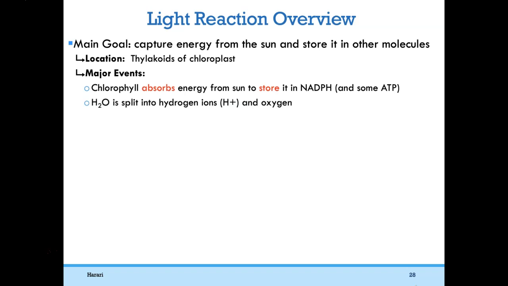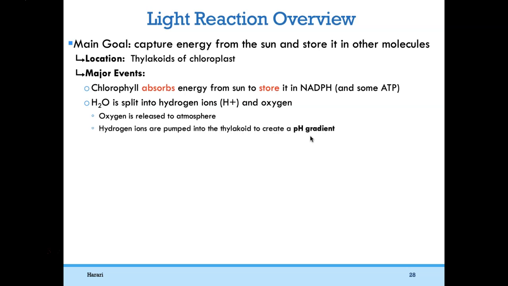Water, which is another reactant of photosynthesis, will be split into hydrogen ions, which are also protons, and oxygen. The oxygen will be released into the atmosphere as a waste product. And very importantly, these hydrogen ions are pumped into the thylakoid to create a pH gradient, and this pH gradient allows ATP to be synthesized. Remember that moving things against their concentration gradient requires energy. So we're going to establish a pH gradient, and we're going to use the potential energy of that gradient to make ATP. This might be a little confusing right now, but we're going to break it down.